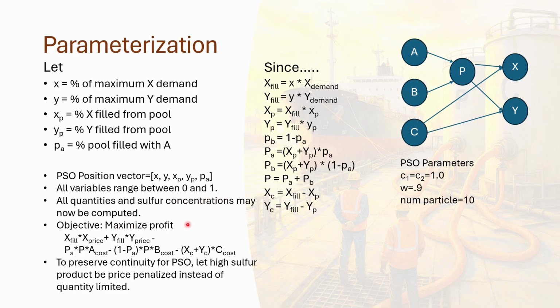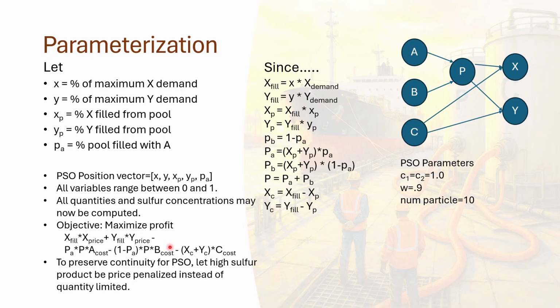The objective is to maximize profit, which is going to be the amount of revenue minus the cost. So we have the revenue coming from our product demand times the fill rate minus all these costs associated here. So to preserve continuity in PSO, let high sulfur product be price penalized instead of quantity limited. So PSO doesn't really deal well with constraints. It assumes that the solution space is continuous between the bounds. But we can simulate that by giving a discounted value if our computed sulfur is above the limit.